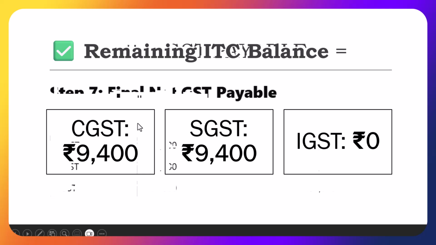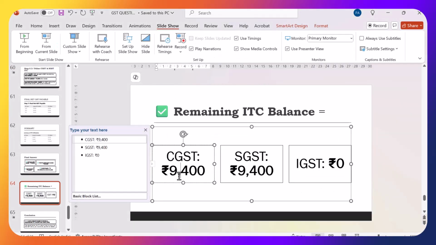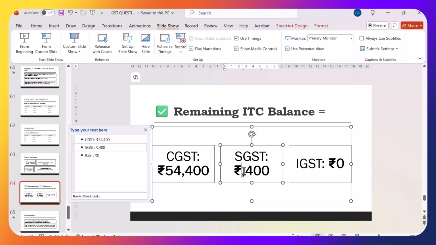Now tell me what is the right figure here under CGST? CGST is 54,400. Yes, this much. And SGST is 30,800. And IGST is nil, isn't it? Nil. Yes.